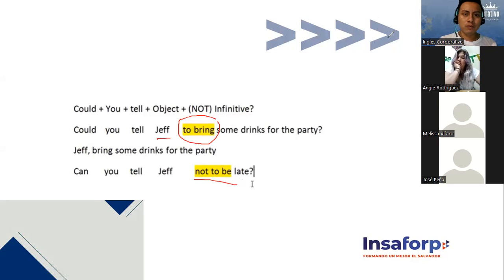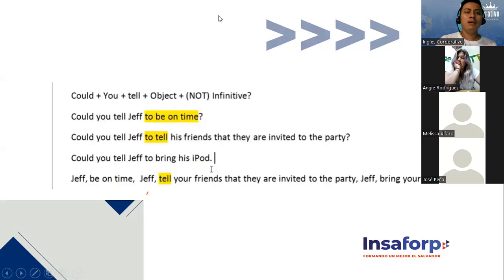Let's move on. And what else do we have? One second, I'm just going to erase this. And then we have some other examples. Maybe could you tell Jeff to tell his friend that they are invited to the party? So in this case we have tell, Jeff to tell, right? This is totally okay. So I tell somebody to tell somebody else. That's fine. This is another structure that we can use. Don't feel it is repetitive, just the way it is said.